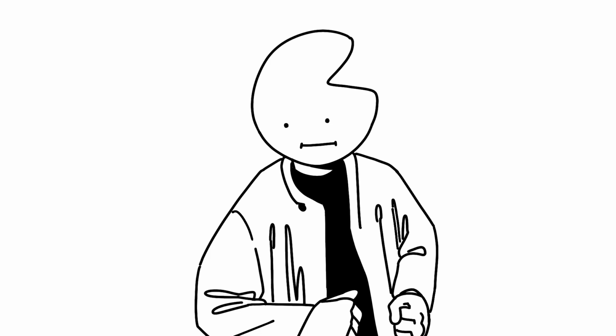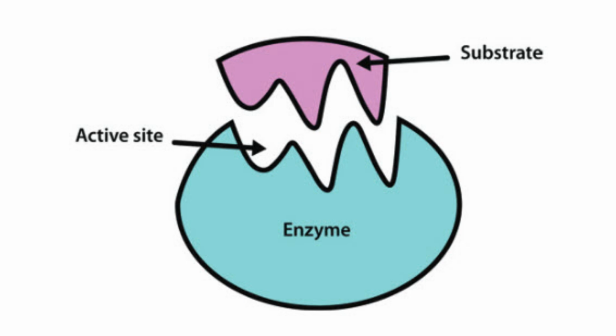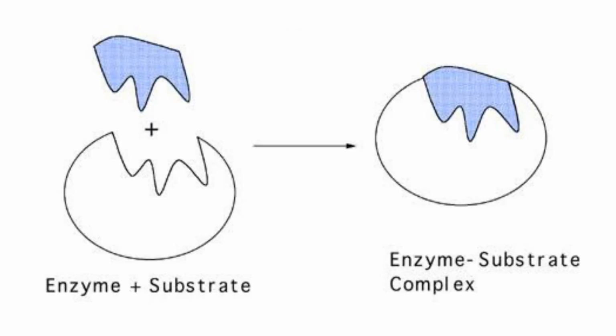Wait, that's an enzyme. An enzyme is a protein that acts as a biological catalyst by accelerating chemical reactions. They do this by lowering the activation energy, which is the minimum amount of energy needed to start a reaction. Enzymes are substrate-specific, meaning that only certain substrates will fit into the active site of the enzyme and result in a reaction. When an enzyme binds to a substrate, it forms an enzyme-substrate complex.